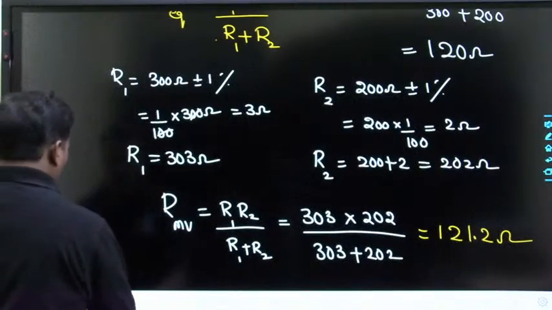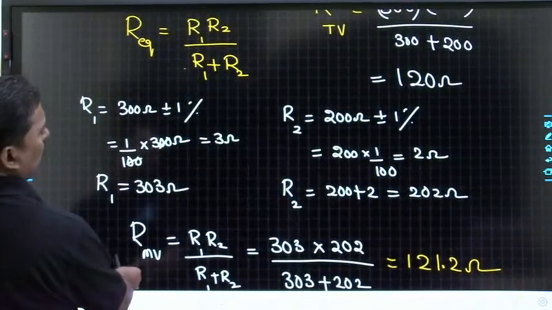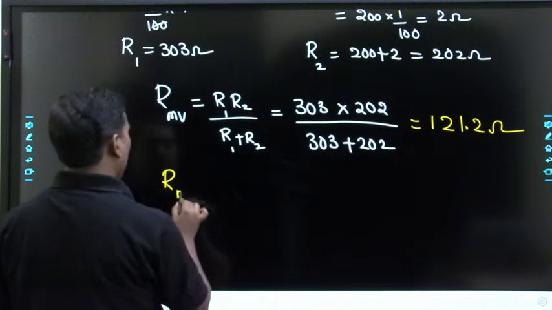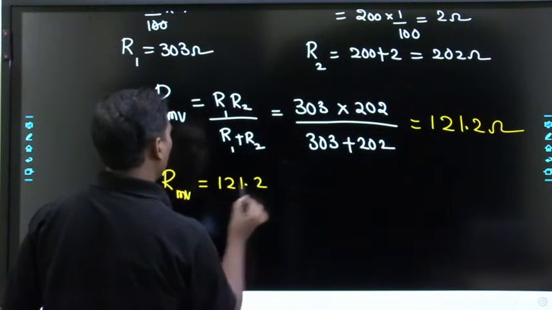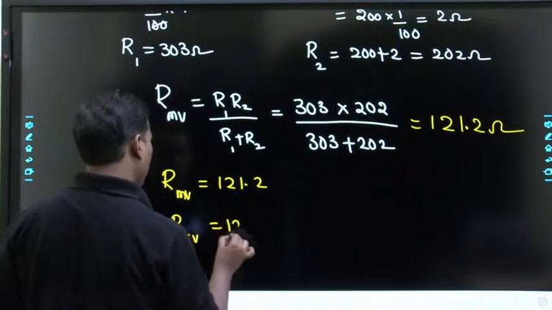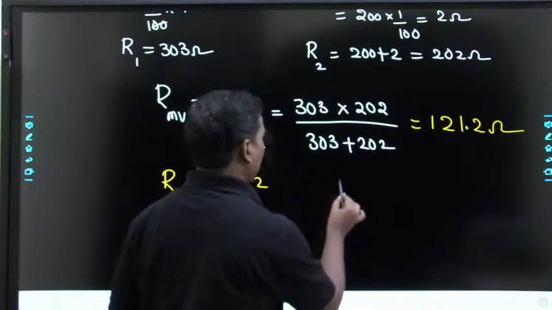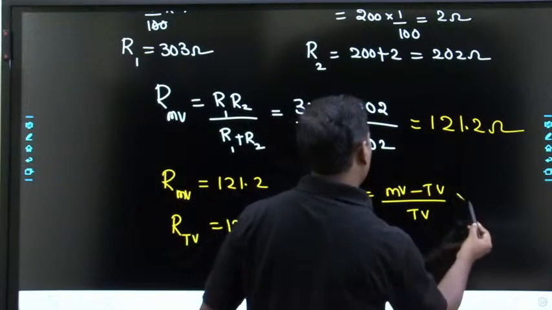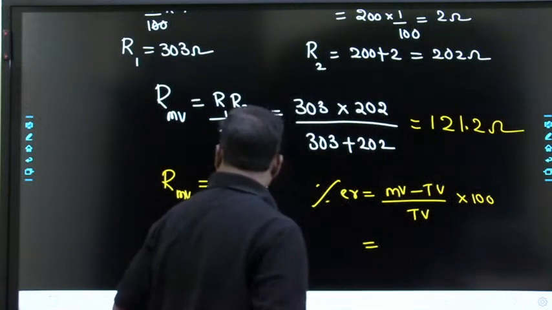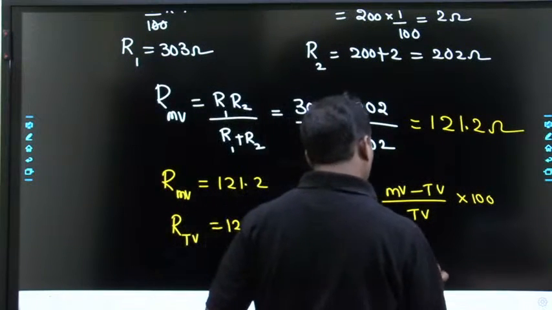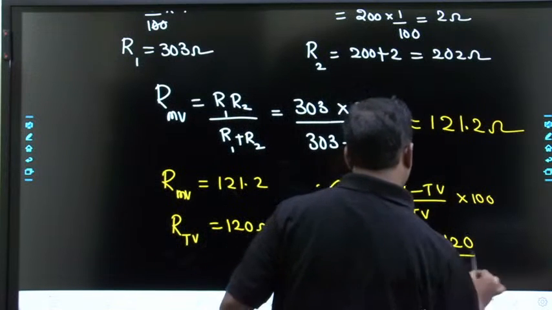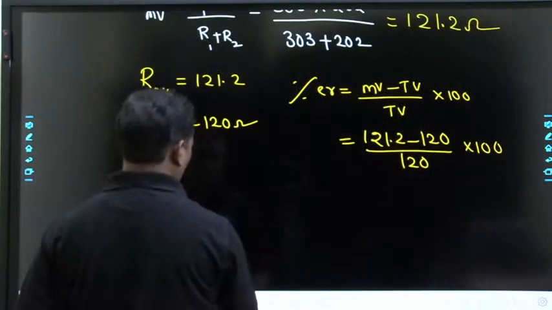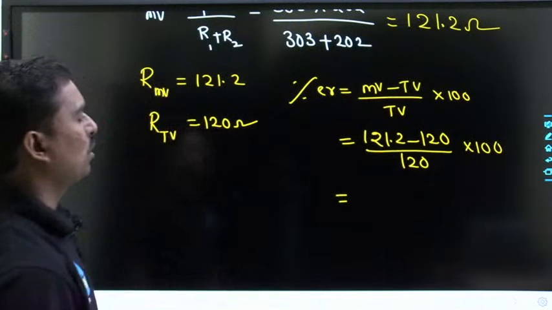121.2 ohms. So what is the error now? You have to get 120 and this is the error. So the measured value is 121.2 ohms. The true value is 120 ohms. So what is the error? Percentage error means measured value minus true value by true value into 100. So that will be 121.2 minus 120 by 120 into 100. So how much are you going to get? If you check, 121.2 minus 120 will be 1.2.